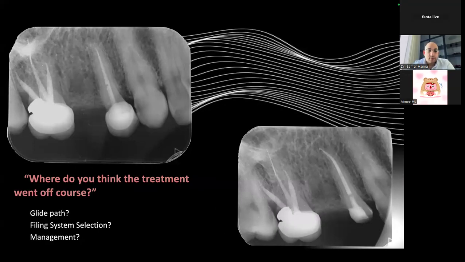And then the last one was this first premolar. We can see that the tooth was underprepared, and most probably the reason for that was again the glide path. And I was keen to bring you all the three cases, mainly concentrating on the glide path, to tell you how important the glide path is. If we don't have a good glide path, the whole treatment will be not adequate, not good enough, and will eventually lead to failure.